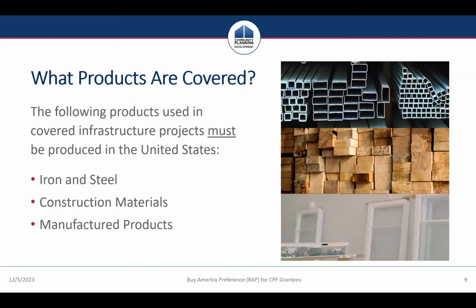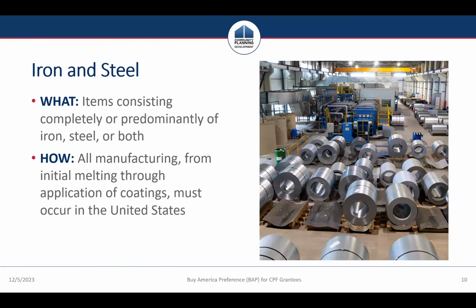And so what are the types of products that fall under the Buy America preference? There are three primary categories: iron and steel, construction materials, and manufactured products. So let's dive into those in a bit more depth. The first, iron and steel. So this is an item consisting completely or predominantly of iron, steel, or both. Predominantly means that the cost of the iron or steel content exceeds 50% of the total cost of all of the item's components. So if the steel in that product equals more than 50% of the cost components, it would be considered iron and steel.